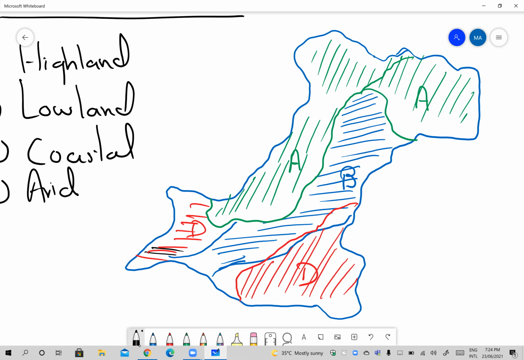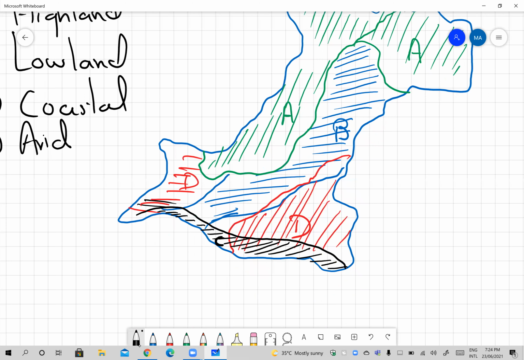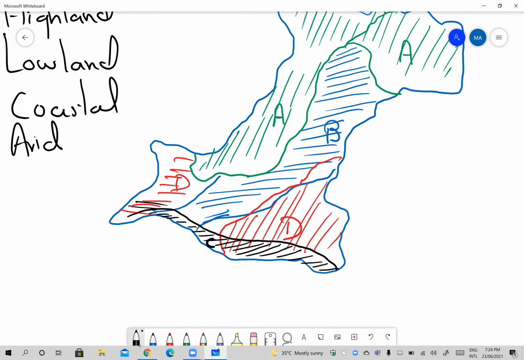Sir, I think the place where Gwadar, Pasni and Mara are, they are C. This is C. I've drawn a black overline. Is this fine? Okay. Yeah, climates can also overlap, right? It is possible for an area to have arid climate as well as coastal climate.